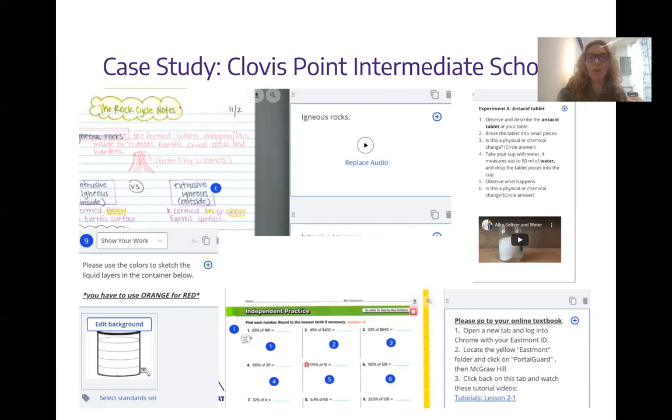What Clovis Point discovered when they started using technology initially to support students with disabilities is that these universal tools were good for everyone, and that providing choice is also good for everyone.